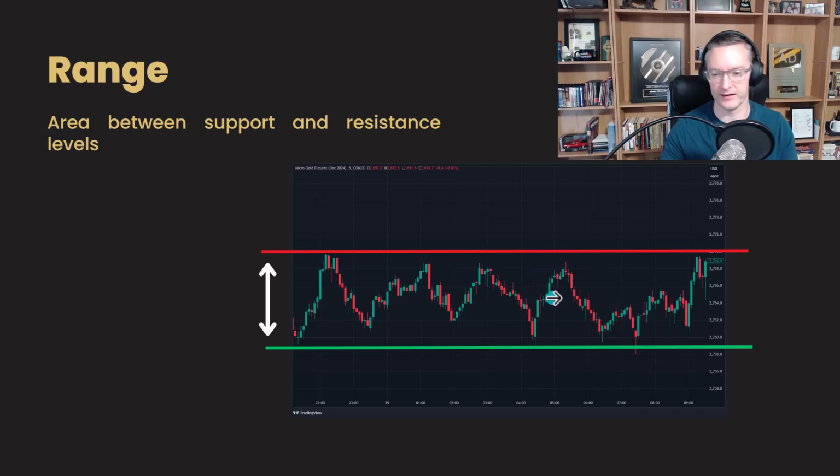You know what I mean? And your risk rewards get a little tight in that. It becomes a little bit more of a risky scenario, in my opinion. That's what a range is.